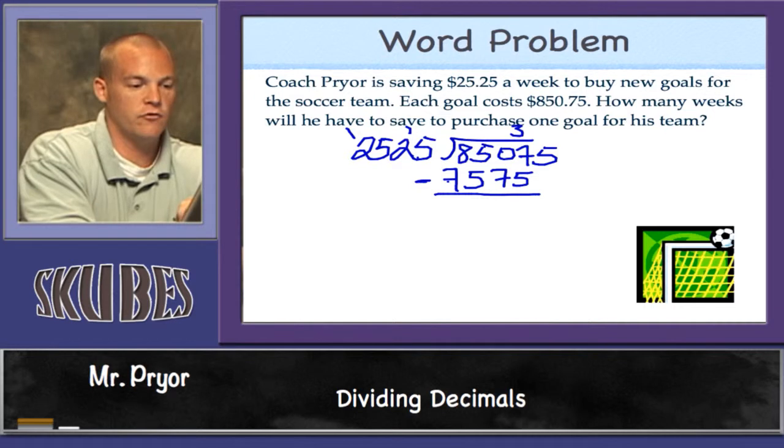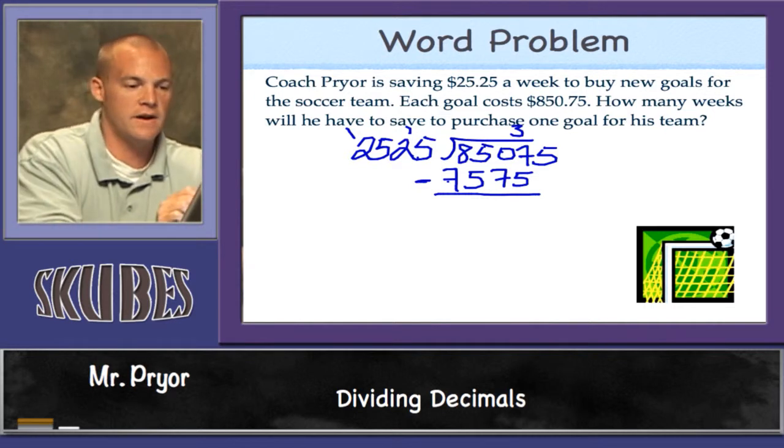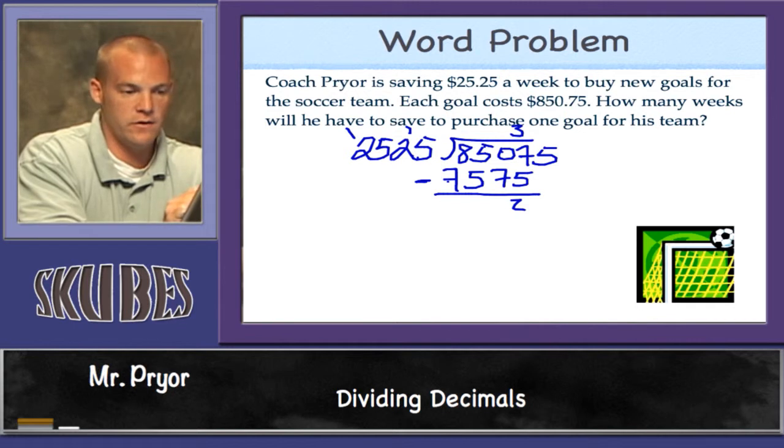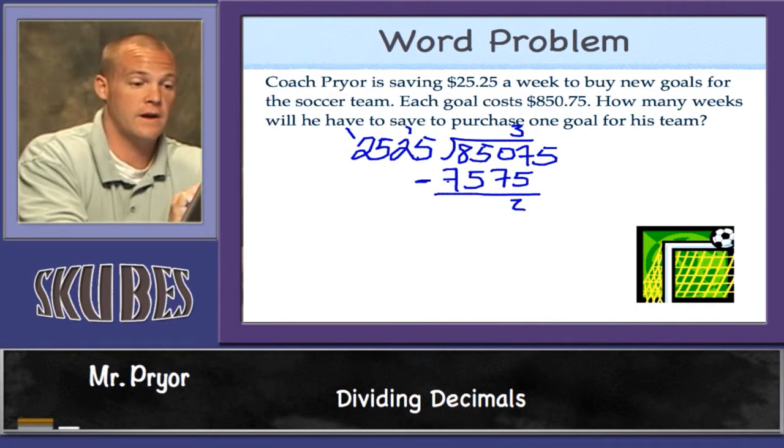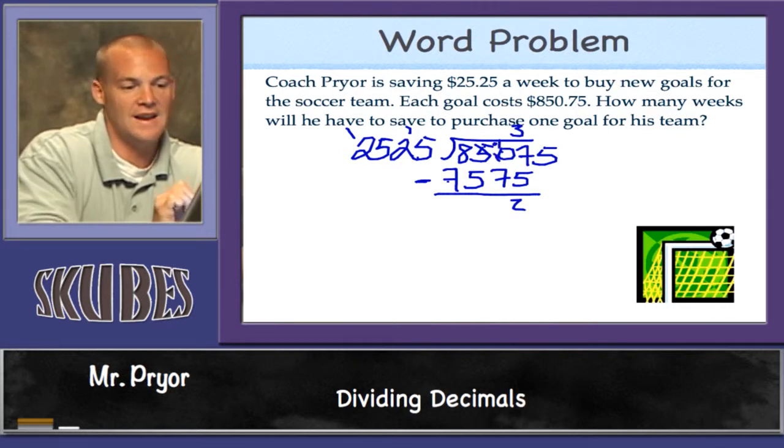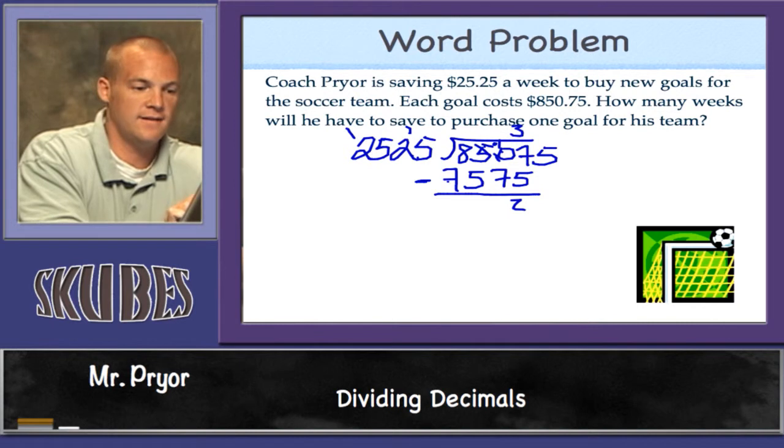So now we're ready to subtract. 7 minus 5 is 2. We're going to have to borrow here because 0 minus 7 we can't do without modifying it. So we're going to borrow, which would make that 5 a 4 and that 0 a 10. 10 minus 7 is going to give us 3.